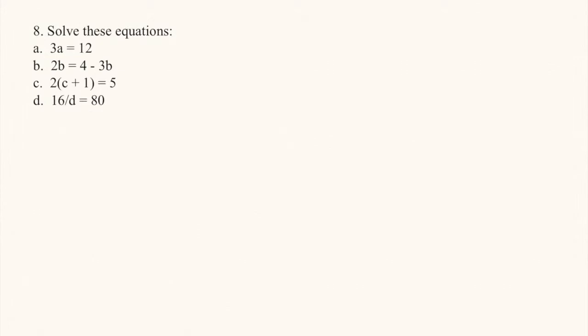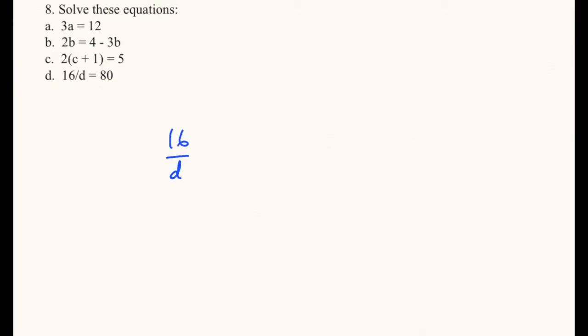Okay, moving on to the final part D. 16 over d equals 80. What we're doing here is we're dividing by d. So d's on the bottom. This is difficult to deal with. So if I'm dividing by d, the opposite of that would be multiplying by d. So I'm going to go and multiply both sides by d.